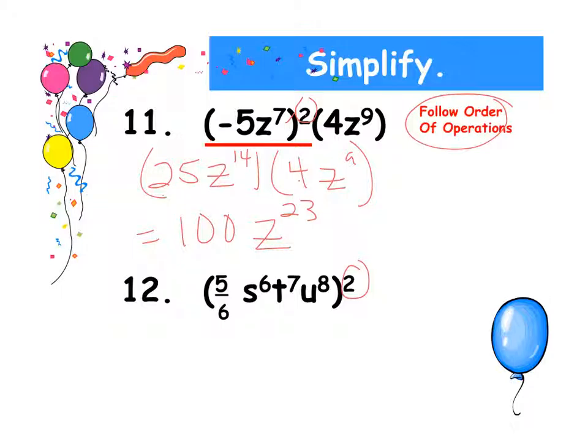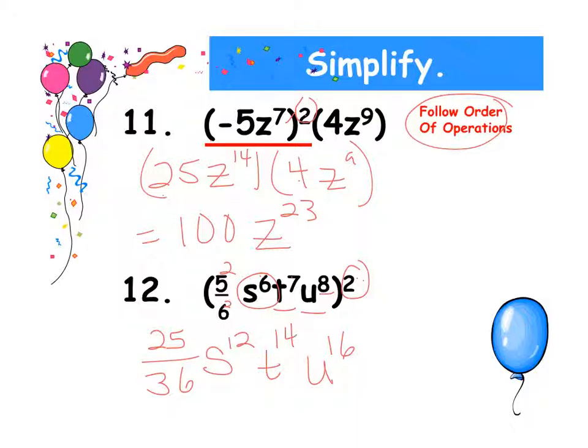And on this last one, distribute the square. So I'm going to square my 5 and square my 6. 5 squared is 25, 6 squared is 36. And then I'm going to rewrite my base, and I'm going to multiply 6 times 2 is 12. I'm going to rewrite my base z, and I'm going to multiply 7 times 2 is 14. And I'm going to rewrite my base u, and I'm going to multiply 8 times 2 is 16. And that's it. That's all of our multiplication rules.